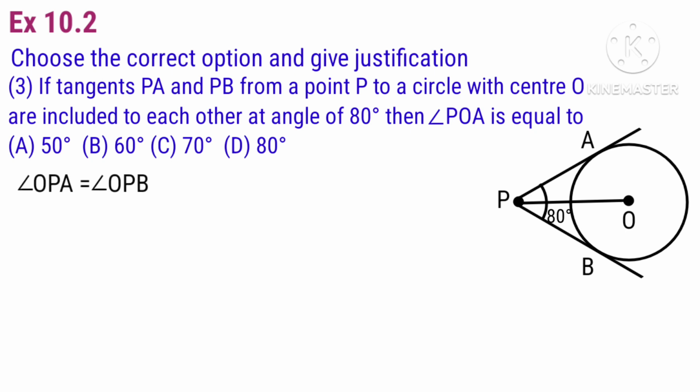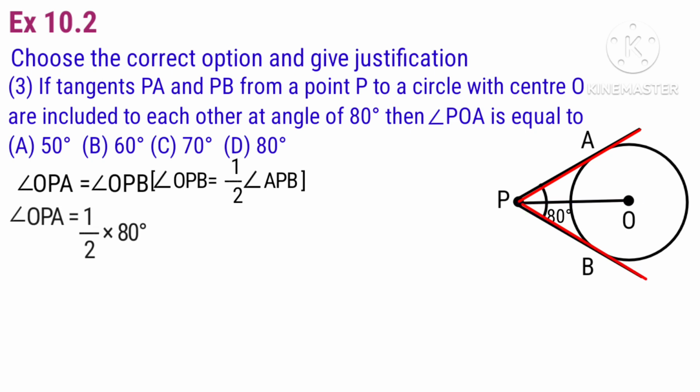So now here angle OPA can be written as half of angle APB, because angle APB is 80 degrees. So half of that is angle OPA. Correct? So we can write angle OPA is equal to half of angle APB. So that is half into 80 degrees, that is equal to angle OPA is 40 degrees.